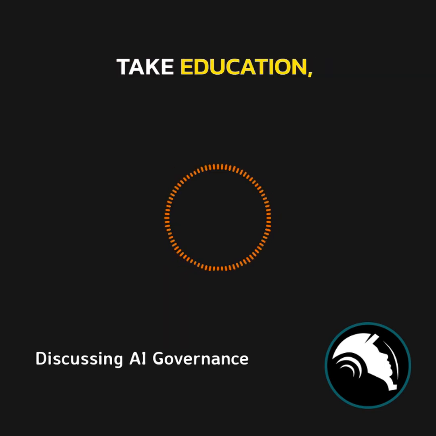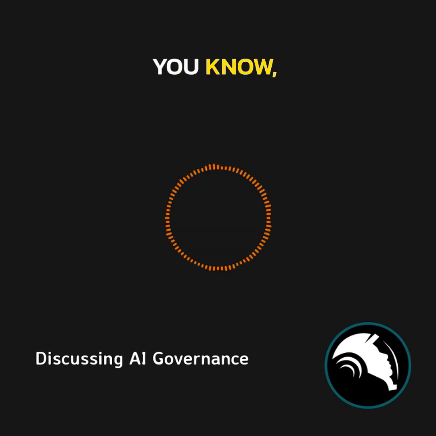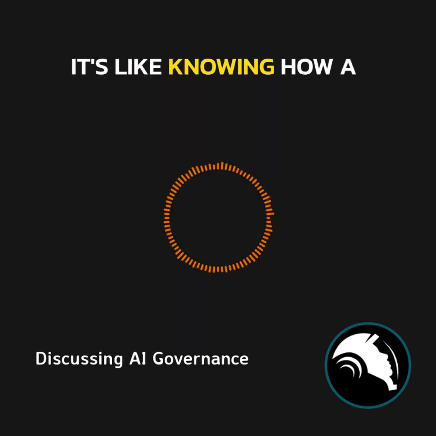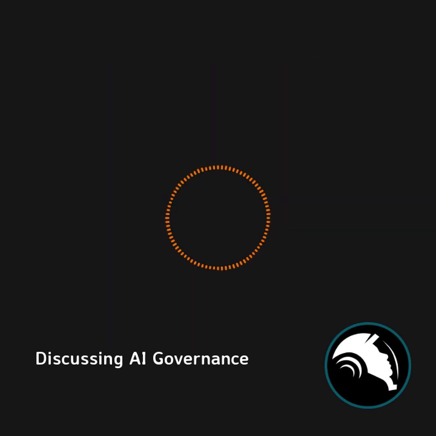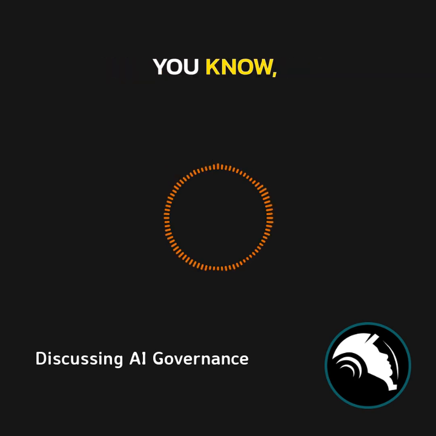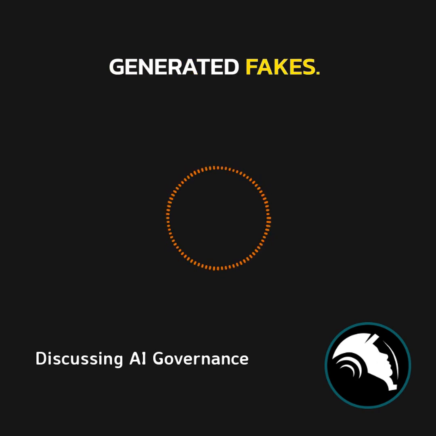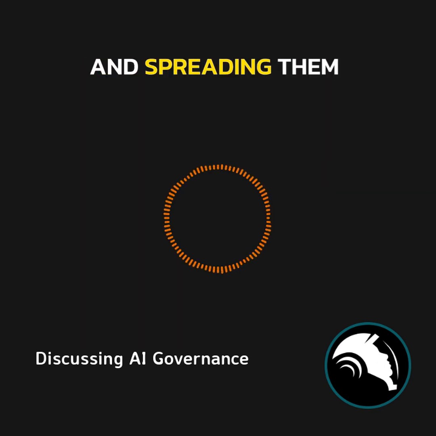Like, take education, for instance. The more people understand how AI can be used to create these deepfakes, the more critical they'll be of the information they're seeing online. Right, so it's like knowing how a magic trick works. Once you see behind the curtain, the illusion isn't so convincing anymore. Exactly. And then enforcement could also play a role, developing ways to detect and flag these AI-generated fakes, maybe even establishing penalties for creating and spreading them intentionally.